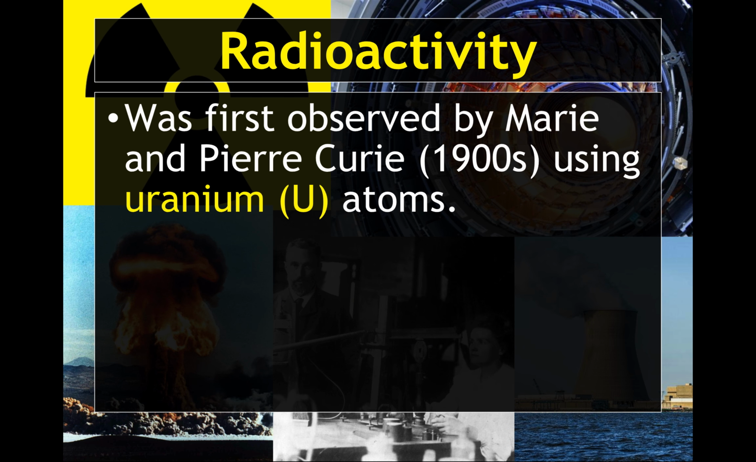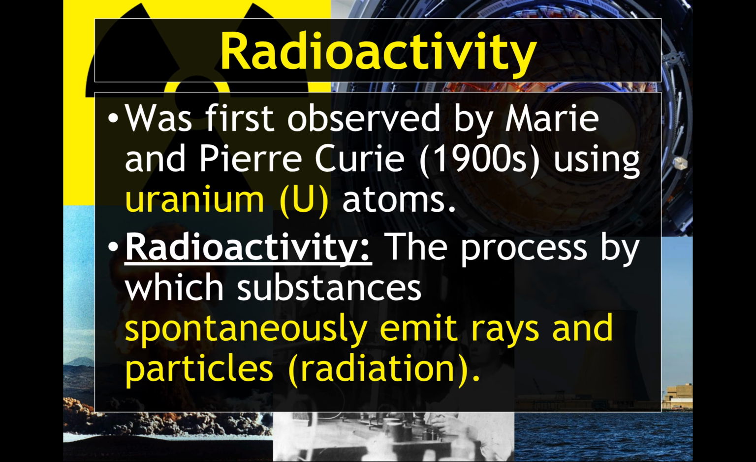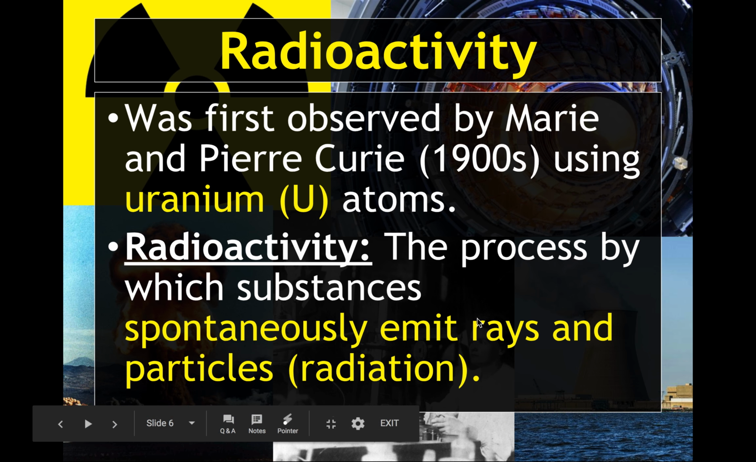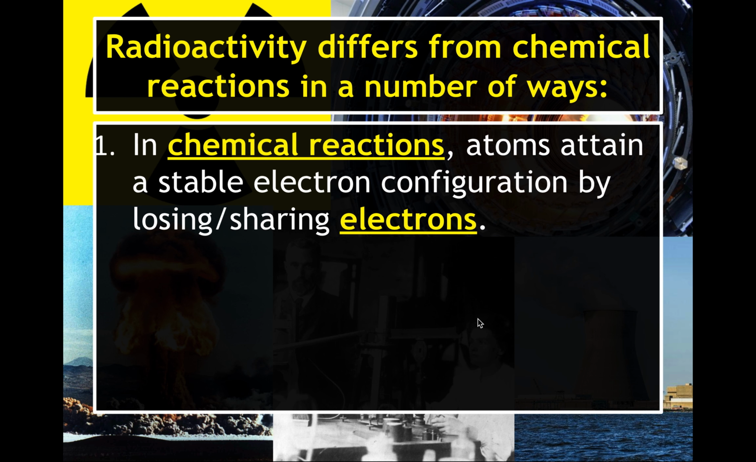Radioactivity was first observed by Marie and Pierre Curie in the 1900s, and they were using uranium. Radioactivity is the process by which substances spontaneously emit rays and particles, which is what radiation is. Radioactivity differs from chemical reactions in a number of different ways.